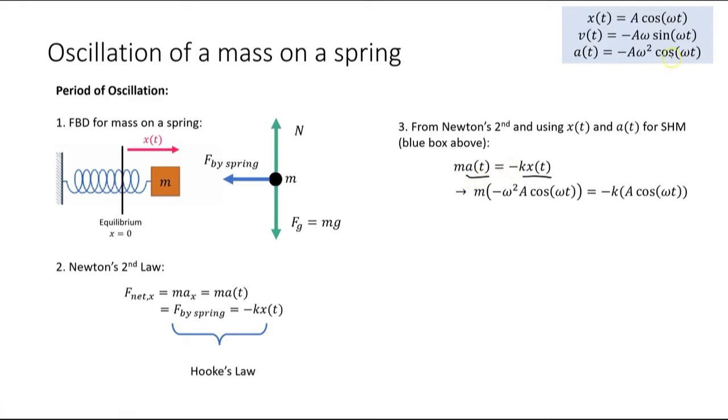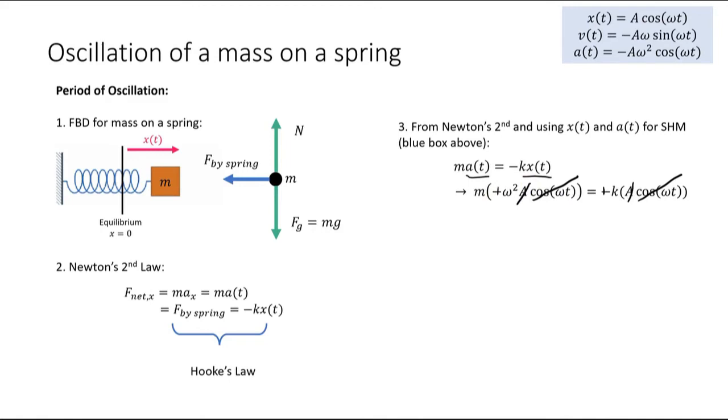I used a of t is equal to minus capital A, which is the maximum displacement of the block, the mass, from its equilibrium position, times omega squared cosine of omega t. And then I plugged in for x, A cosine of omega t. All right, and so then a bunch of stuff ends up canceling out here, which is nice. We can divide both sides of the equation by cosine of omega t, so that cancels. We also have a minus sign on both sides, so those cancel, and we can divide by A. So A will cancel. I think that's it.